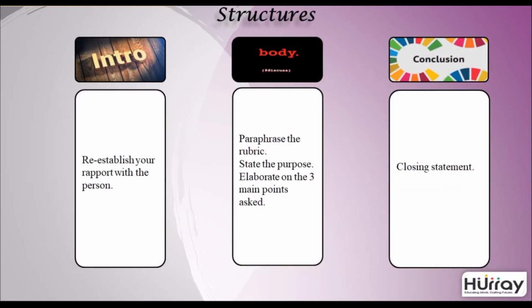Let's look at the structure of the informal letter. There are 3 parts in the letter: the introduction, body, and conclusion. In the introduction for the informal letter, you need to re-establish your rapport with the person in the first paragraph. In the second paragraph, which is the body, you need to paraphrase the rubric, state the purpose of your letter, and elaborate on the 3 main points which are asked. In the conclusion, you need to give a closing statement.